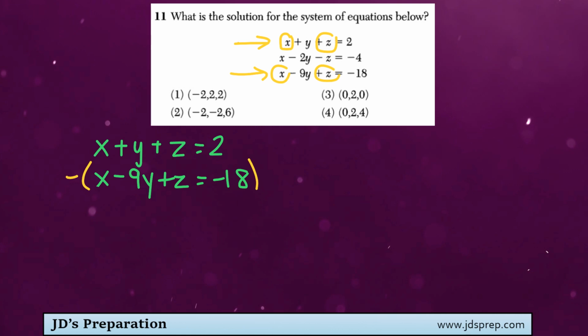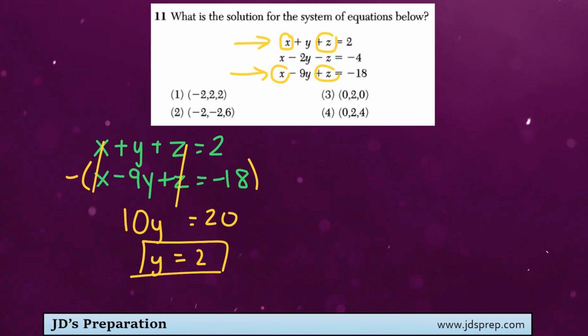Again, the reason we're doing that is that our x's will cancel out, our z's will cancel out, and then we'll have y minus negative 9y, which is the same thing as y plus 9y, to get 10y. And that equals 2 minus negative 18, or 20. Divided by 10 just means that y is equal to 2.